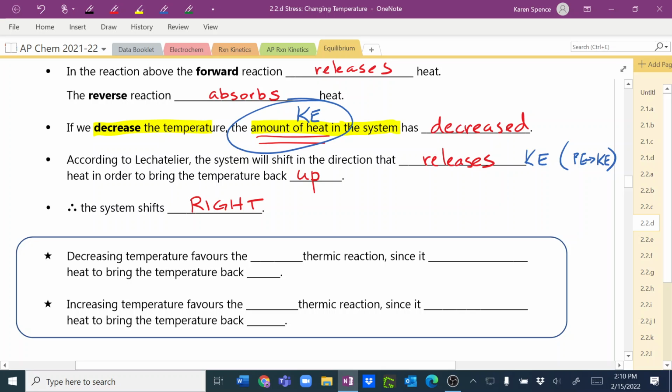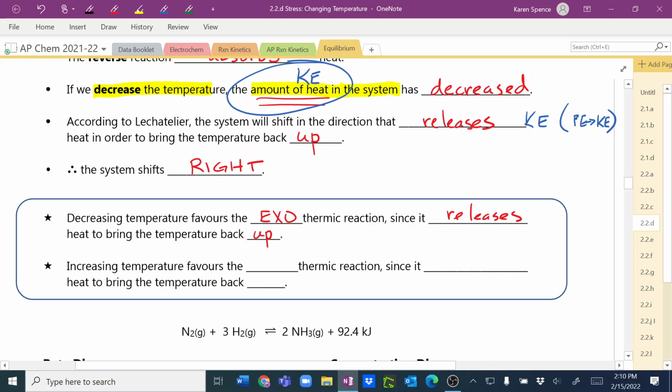So if we decrease temperature, the system wants to make it get hotter again. So it wants to make it warmer. So decreasing temperature favors the what reaction? Endo or exothermic? Exothermic reaction, since it releases heat to bring the temperature back up.